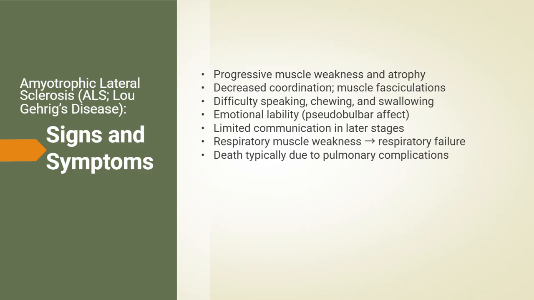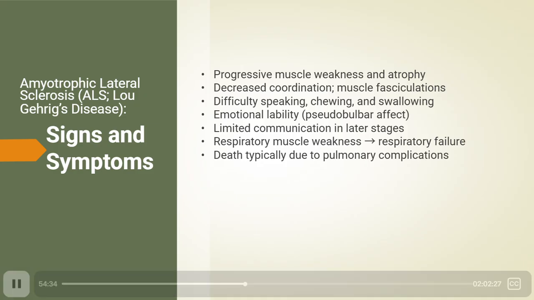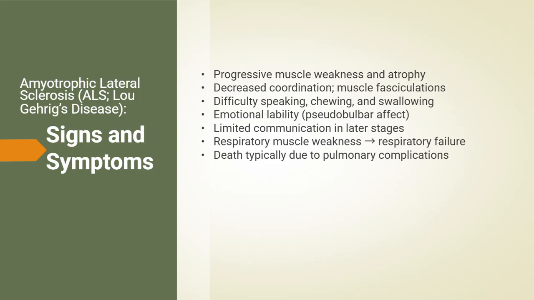The signs and symptoms of amyotrophic lateral sclerosis often begin gradually and can be very subtle, which is why early diagnosis can be challenging. The earliest symptoms typically include progressive muscle weakness and atrophy, often starting in the hands, arms, legs, or in the muscles that control speech and swallowing. Muscle weakness occurs because the motor neurons that stimulate voluntary muscles are deteriorating. As muscle fibers lose their nerve supply, they begin to shrink, causing visible atrophy.